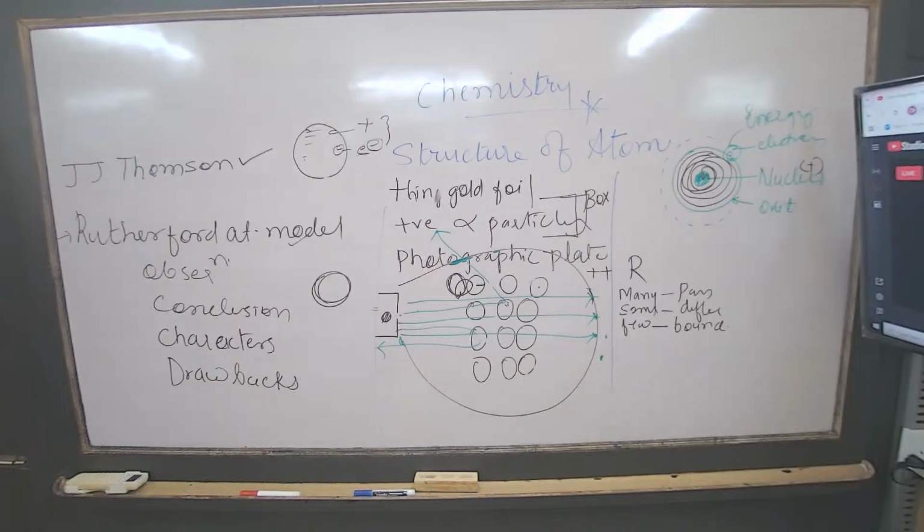So wherever that electron is moving, that path is known as the orbit. The route is known as the orbit. जो रास्ता रहेगा उसको क्या बोलना है? Orbit बोलना है. Where the electron is moving.